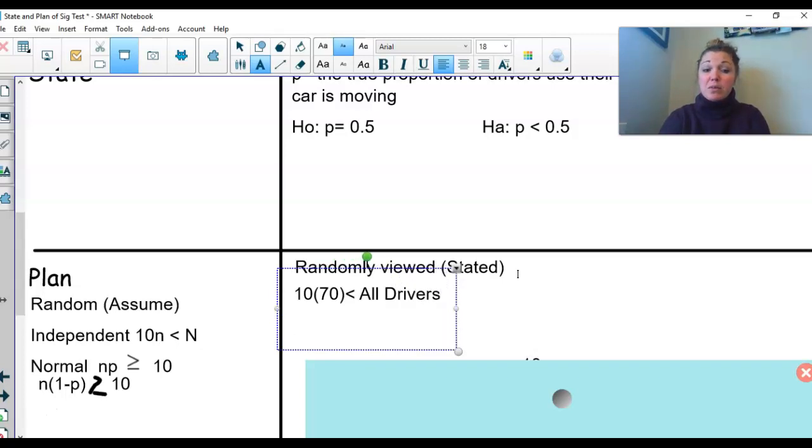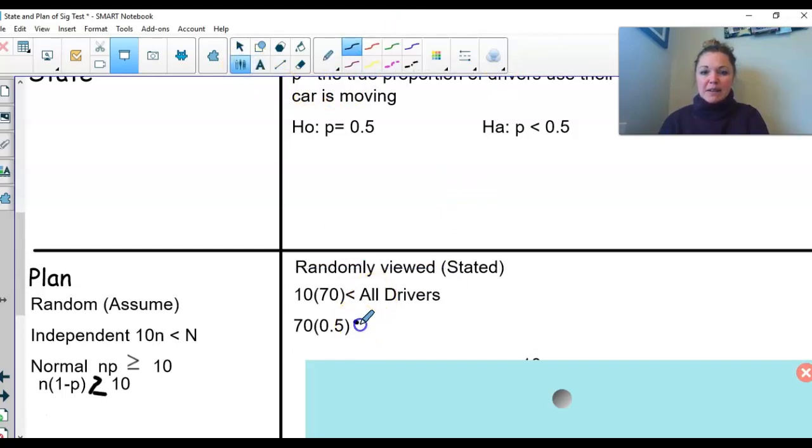And then we would do the normal condition. That's the n times p. So that's 70 times p, so that's 0.5. Has to be greater than or equal to 10. So I'm going to just draw that. It looks a little sloppy, but it's okay. And we'll go back to that.